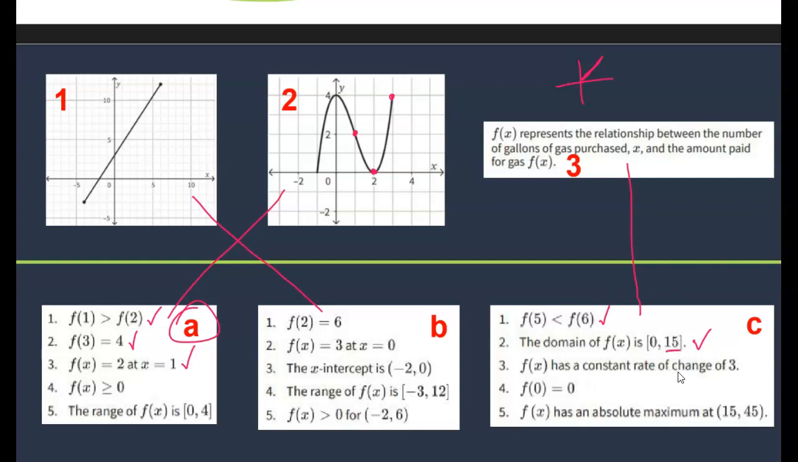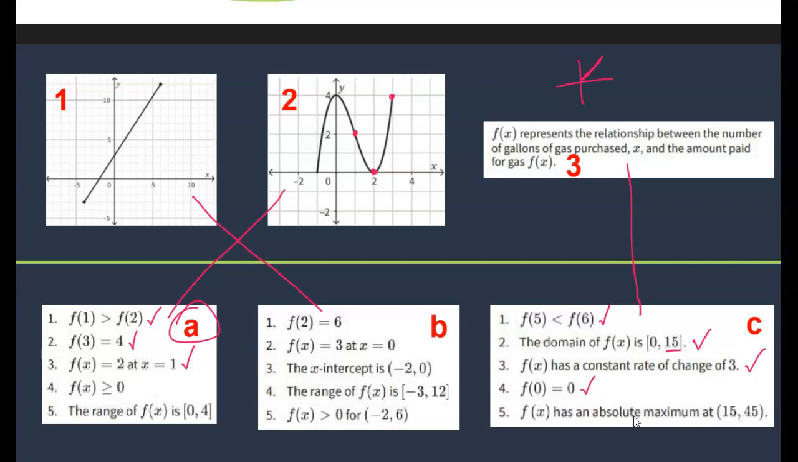F of x has a constant rate of change of 3. Yeah, sure. Like we said before, if this is $3 a gallon, then we're adding 3, adding 3, adding 3 each gallon we put in. So that makes sense. F of 0 equals 0. So if you got 0 gallons of gas, you pay $0. That seems right. We probably don't even need to check this last one.